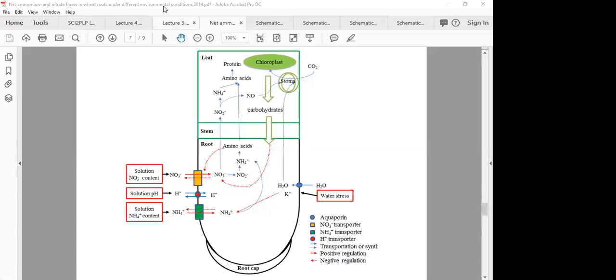Good. Let's not confuse ammonia, which is NH3, with the ammonium ion. If you get to third year and do your research projects and say ammonia instead of ammonium, I'll be disappointed. So that's what this paper is focusing on, the experiments they did on net ammonium and nitrate fluxes in roots of wheat plants. All right, so what do we have here?